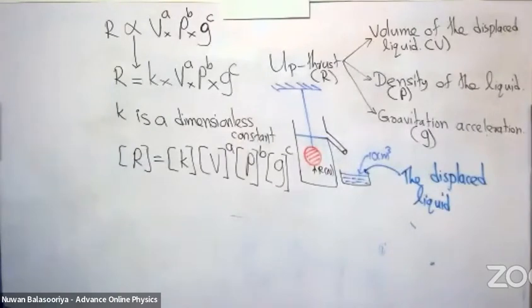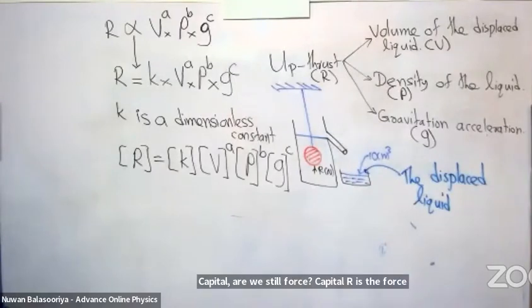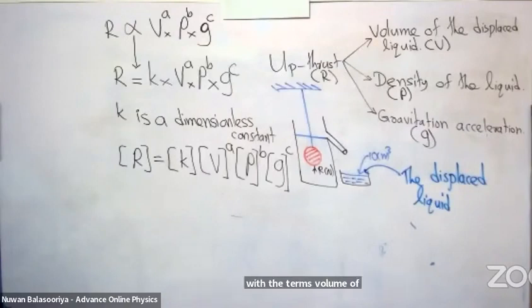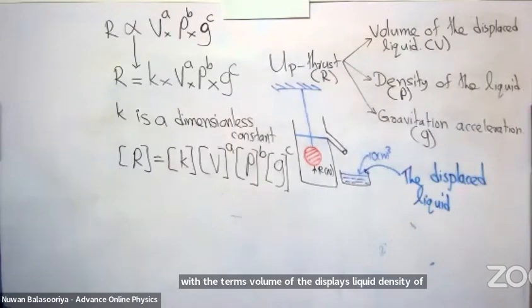Capital R is the force given by the liquid to the object, which is said to be upthrust. Capital R is said to be upthrust. So we are going to obtain an equation for the upthrust with the terms volume of the displaced liquid, density of the liquid, and gravitational acceleration. I have written those things on the right hand side of the board.